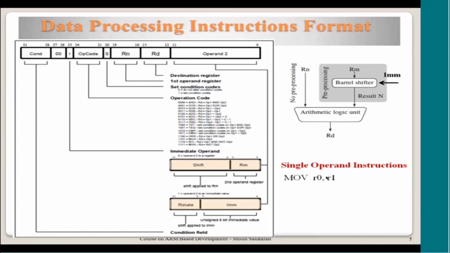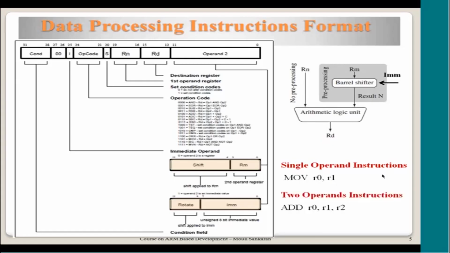So RM will come in, and if a barrel shifter operation is required, suppose some LSL or something else you have mentioned here, then it will operate on that R1 and then pass on this value to RD, and it will go back to the register bank. So this is the way the ARM processor inside interprets your instructions.